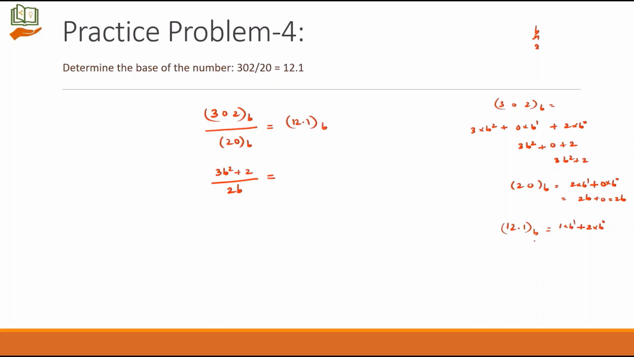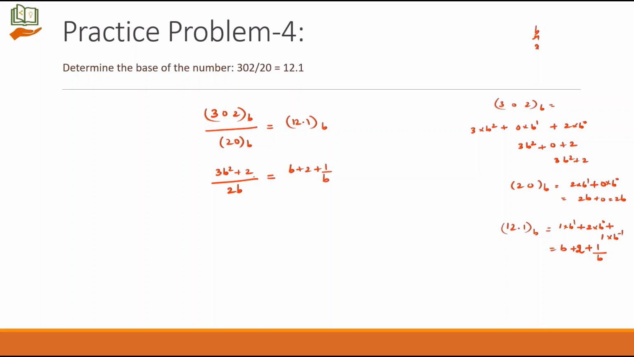So after the decimal point, you have to use minus part. So just add a plus here. It is 1 into b power minus 1. So 1 into b power 1 is 1 into b, which is equal to b. Plus 2 into b power 0 is 1. So 2 into 1 is 2. Plus 1 into b power minus 1 is 1 by b. This is the equation on the right. So b plus 2 plus 1 by b.